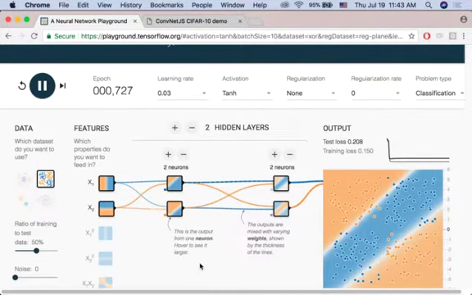Yes? So if you added 2 neurons, okay, that's a good question. Actually, one can prove that whatever I can do with multiple layers, I can always do with one layer also. But that one layer will become very, very large. It will actually become exponentially large.